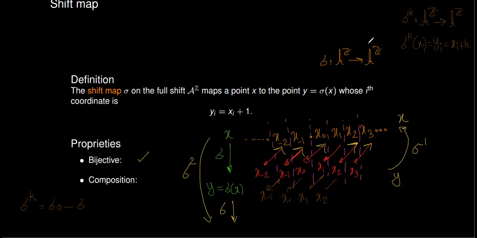So also we can define other stuff. I mean the inverse of sigma k would be sigma to the power minus k.